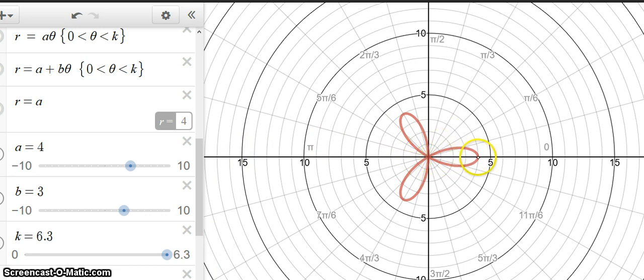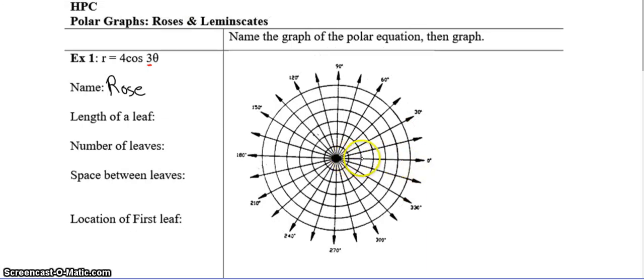Here is 4, 0, or 4 at 0 degrees. This would be 4, 2 pi over 3, or 120, since we're in degrees on the other one, and 4 pi over 3, or 240. So we're going to go ahead and sketch that. Over here, here's 4, 0, 4, 120, and 4, 240. Now you don't have to do it the way the pattern does it, but I'll show you that pattern in a second.